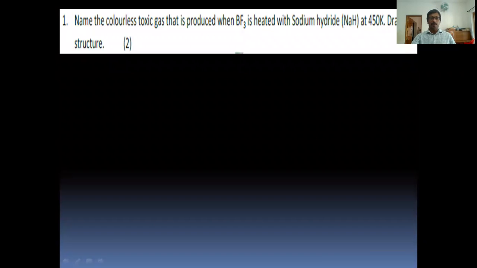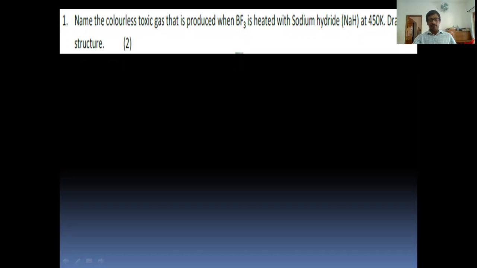Name the colorless toxic gas that is produced when BF3 is heated with sodium hydride, NaH, at 450 Kelvin. Draw its structure. If it is BF3 and sodium hydride, it is very clear the compound is B2H6, diborane.